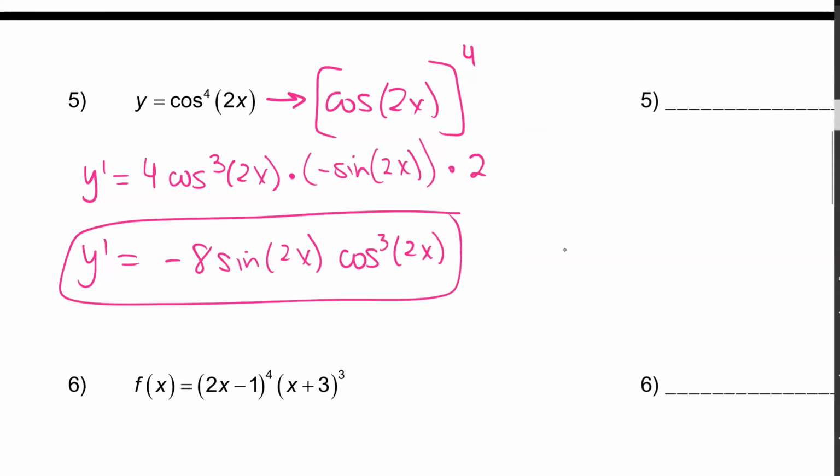So the reason I wrote it this way is because sine is a smaller exponent than cosine. Cosine's to the 3rd power, sine is to the 1st. Okay. If you're done with 5, try 6.